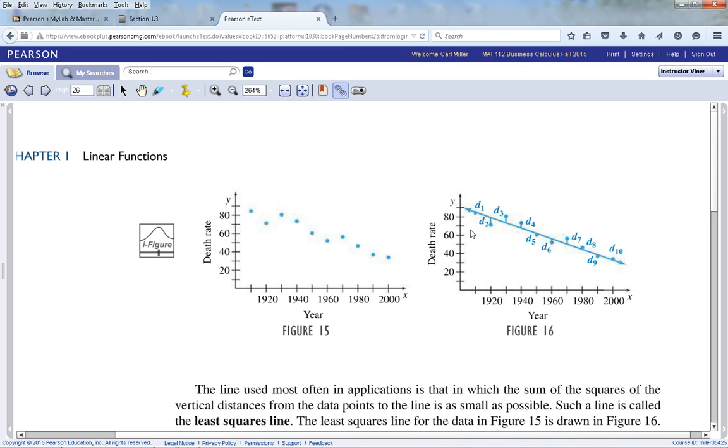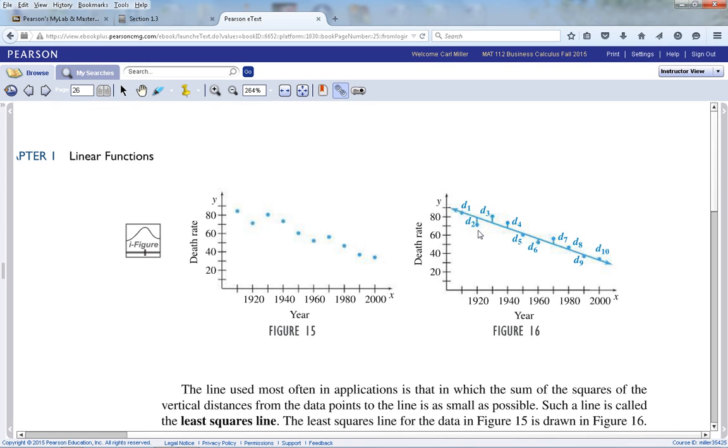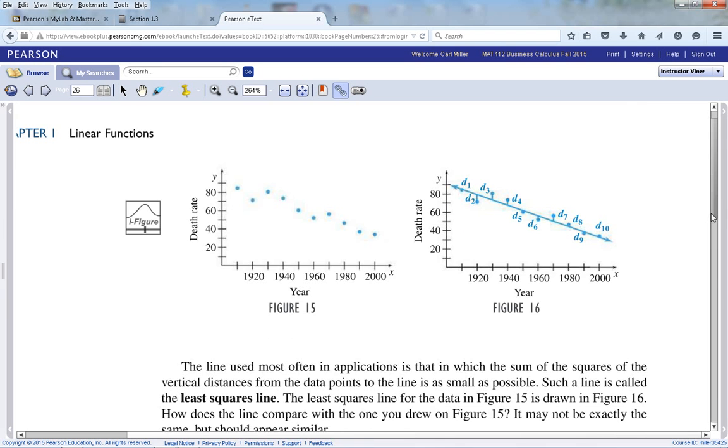So what we would do is, as in figure 16 here, go through and fit a line and then measure distances, vertical distances from the point to the line in each case. So we've got D1, which is almost on the line, D2 is a little below the line, D3 is a little above, and so on. And then what we want to do is in some way make the distances as small as possible. And what we're actually going to do is a method called the least squares.